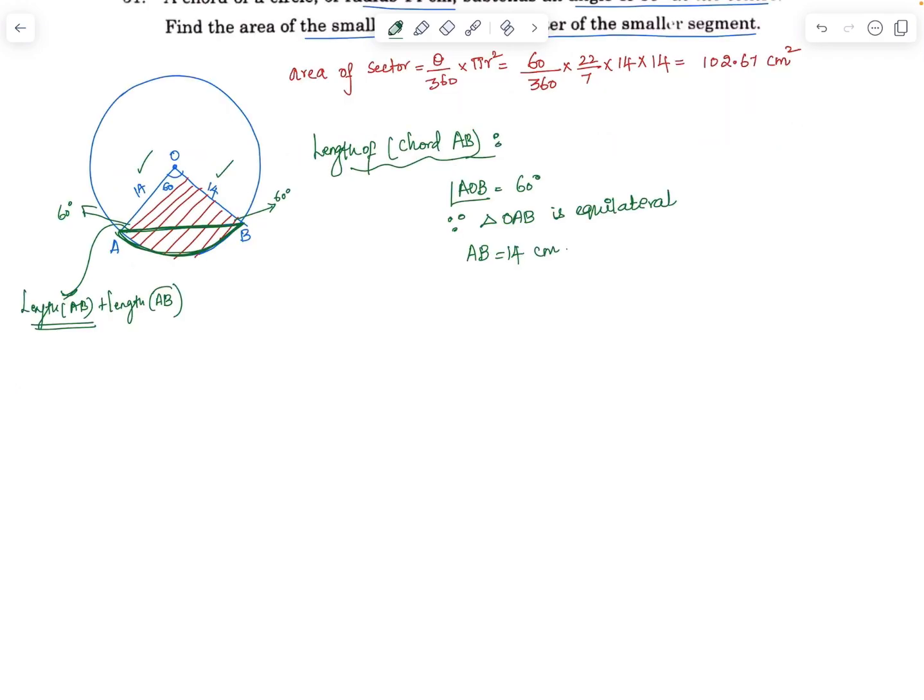Now we have to get the length of the arc AB. The length of arc AB is given by the formula theta upon 360 into 2 pi r. Theta is 60 upon 360 into 2 into 22 upon 7 into 14. On simplifying this, we get 44 upon 3.